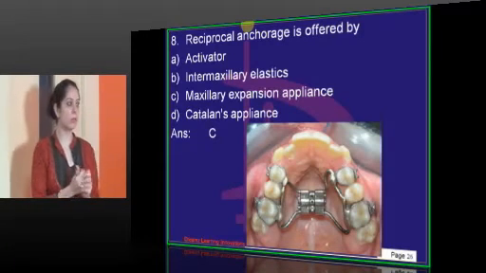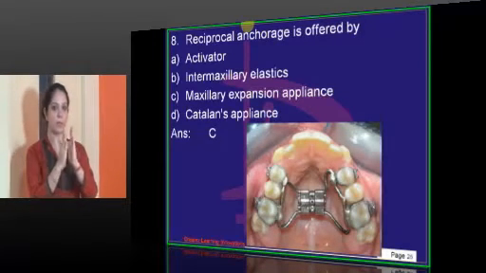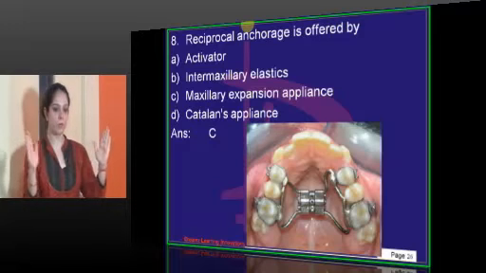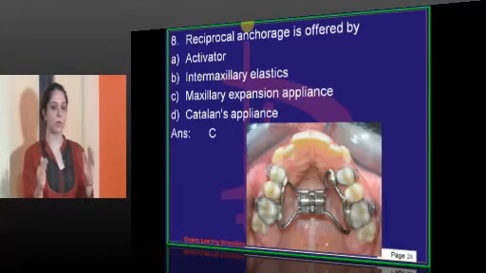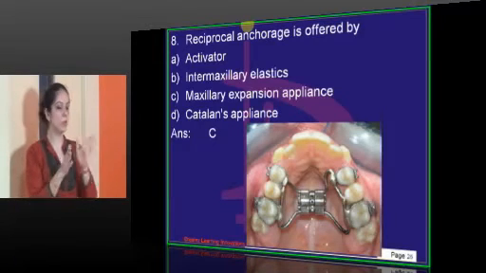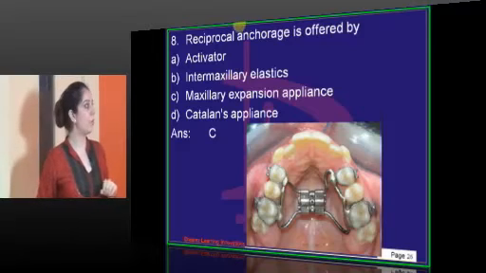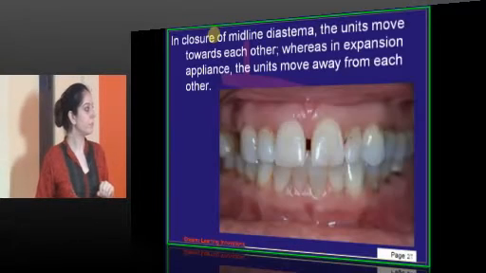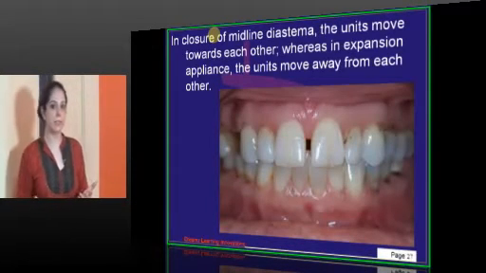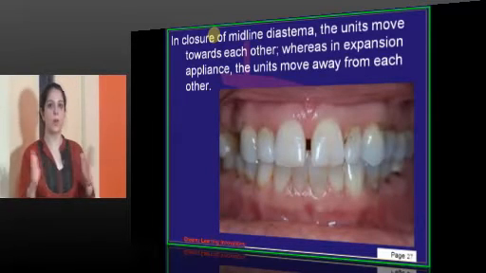Now, when we talk about reciprocal anchorage, it is not only closing of spaces. It can also be expansion, because when we talk about reciprocal, it is two equal and opposite forces acting in opposite directions. So these two are also acting in opposite directions. Therefore, this can be used as an example of reciprocal anchorage. When we talk about midline diastema closure, the units move towards each other. When we talk about expansion through a hyrax, the units move away from each other.